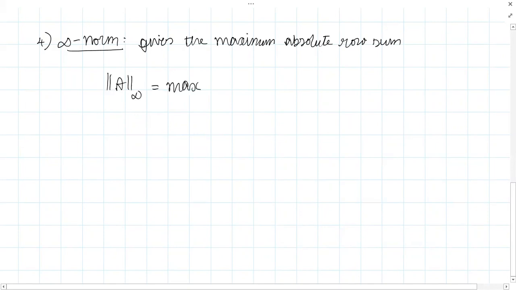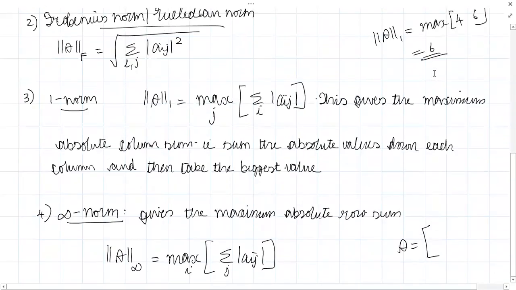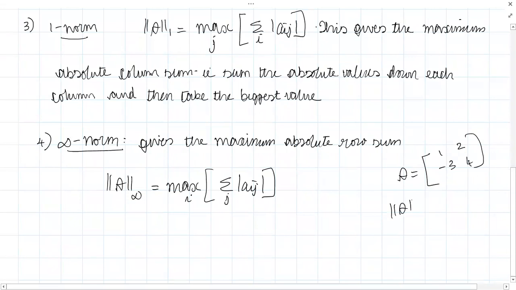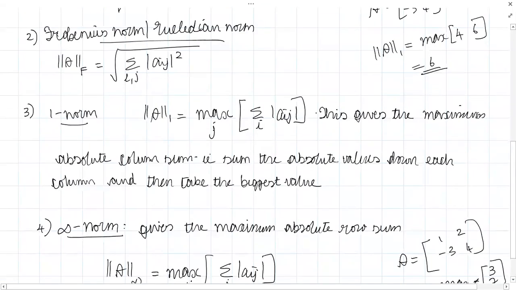Maximum over i of the sum over j of |Aij|. For the matrix A, the previous one, 1, 2, minus 3, 4, what is the infinity norm? 7. It will be the maximum of 1 plus 2, which is 3, and 3 plus 4, which is 7. That will be 7. So the infinity norm was 7 and the one norm was 6.